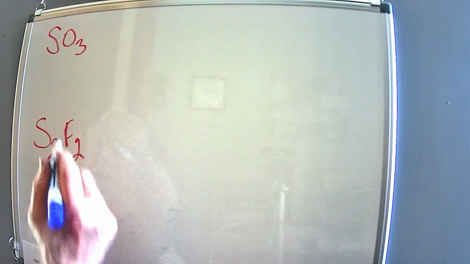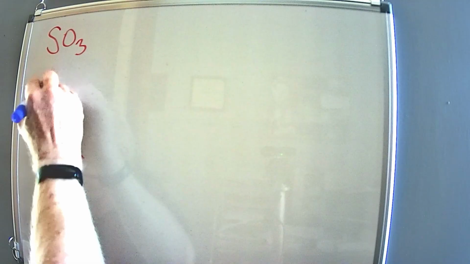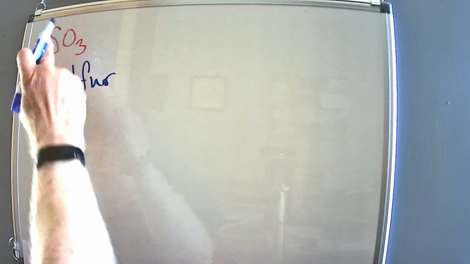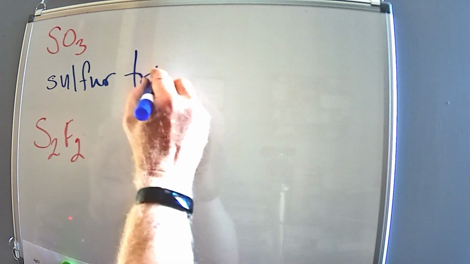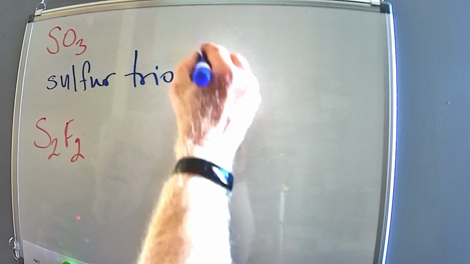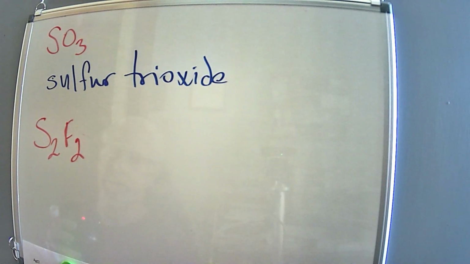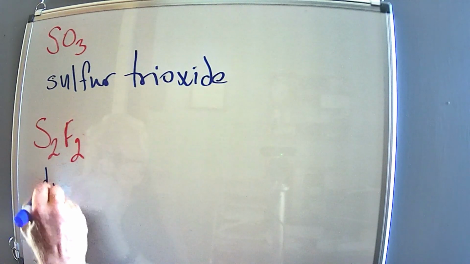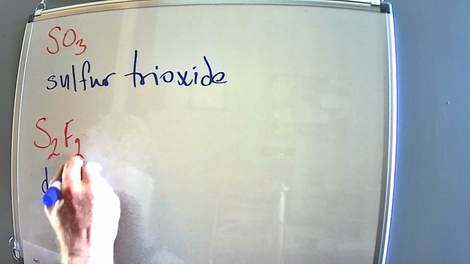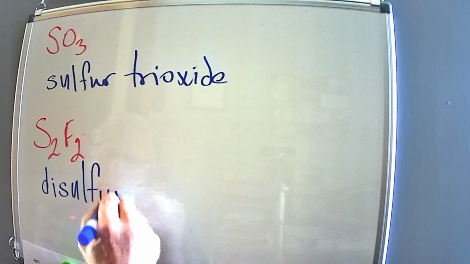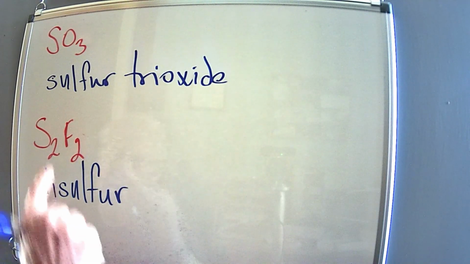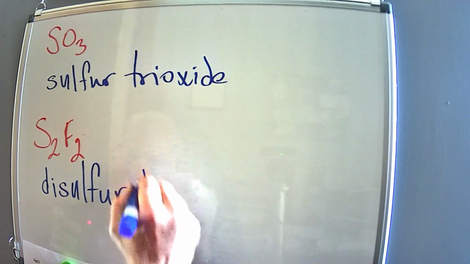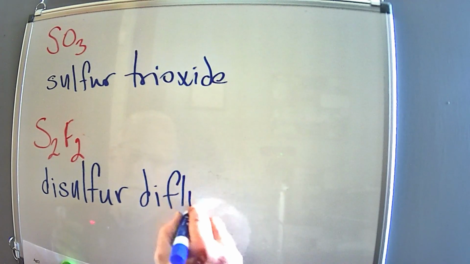Okay, our last couple of examples here. We got sulfur, 1 atom, so no prefix. 3 oxygens, trioxide. Last example, 2 sulfurs, so disulfur. Remember, for the first element, you're not changing the end of its name. It's always the element's name. The second element is the one you're changing. So 2 fluorines, so difluoride.